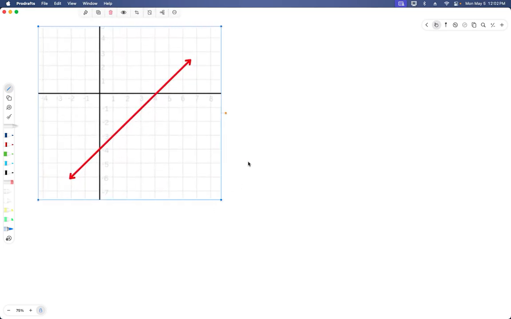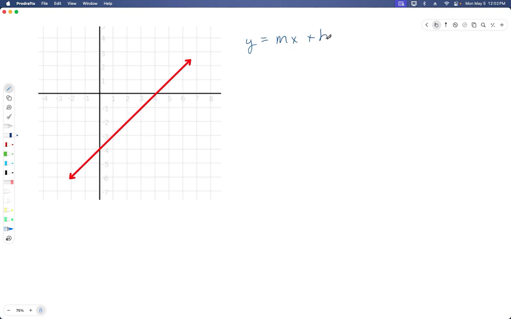So the first thing you need to do is we need to remember what is slope-intercept form. So that's going to be y is equal to mx plus b. B is where it crosses the y. If I can actually write, that'd be great.